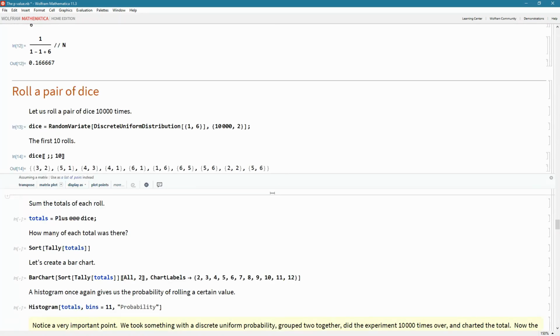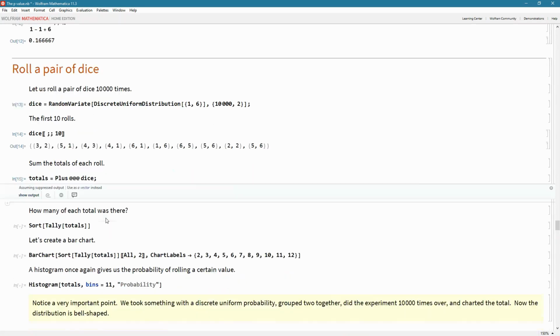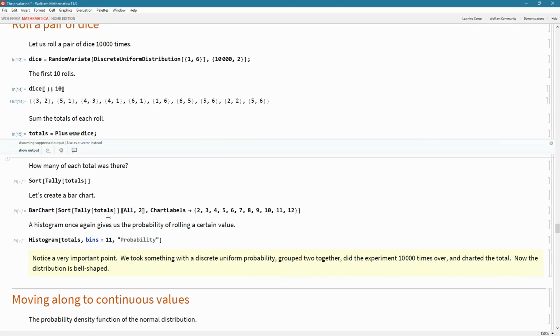Now let's just add each of these. So 3 and 2 is 5, 5 and 1 is 6, 4 and 3 is 7, 4 and 1 is 5, etc. I'm just going to total up each of those rolls. I could roll a 1 and a 1, that's 2, and I can roll a 6 and a 6, that's 12. So it goes from a minimum of 2 to a maximum of 12. Now, which one from 2 to 12 do you think occurs most commonly?